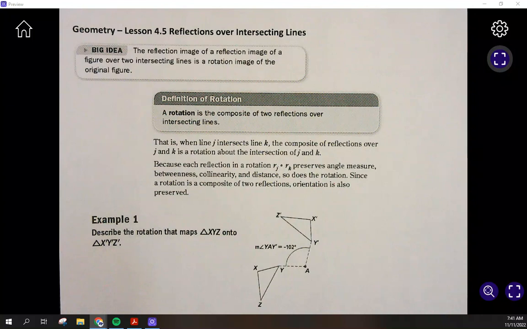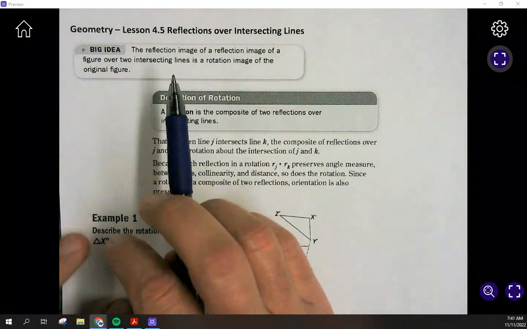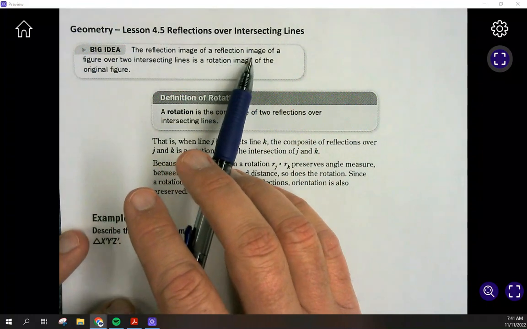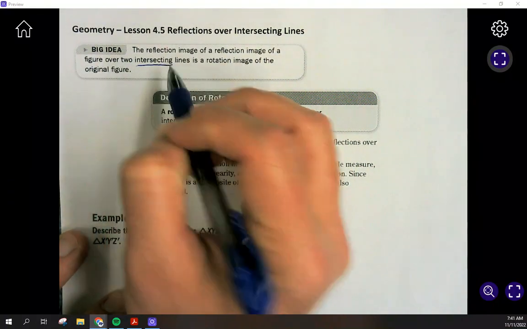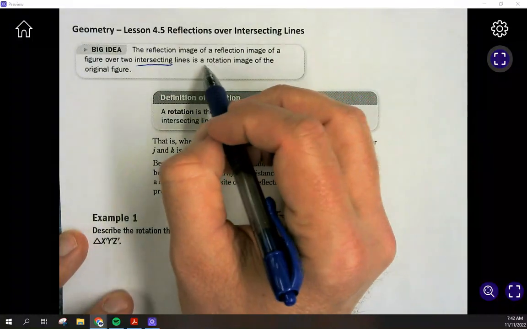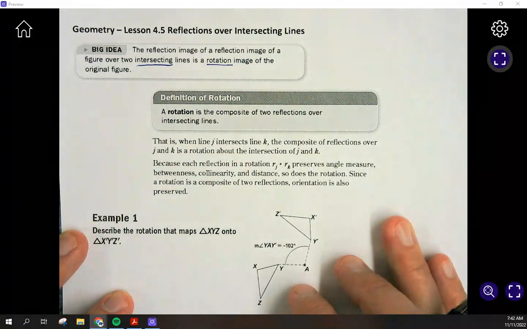So this is geometry lesson 4.5, reflections over intersecting lines. In lesson 4.4, we did reflections over parallel lines, and we saw what happened. And now we're going to do it over intersecting lines. The reflection image of a reflection image of a figure over two intersecting lines, so not parallel but intersecting, is a rotation image of the original figure.